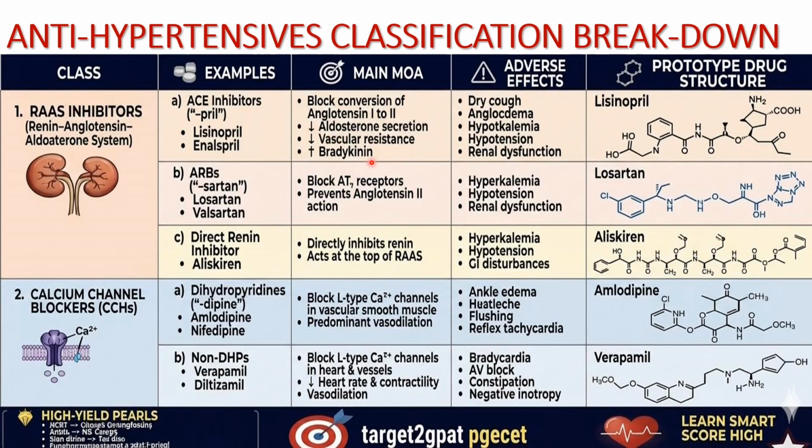So this vasodilator, because bradykinin is involved, is also an inflammatory stimulator. So inflammation stimulator, hence the adverse effect is dry cough. And here angioedema, meaning the throat swelling, is the common adverse effect.